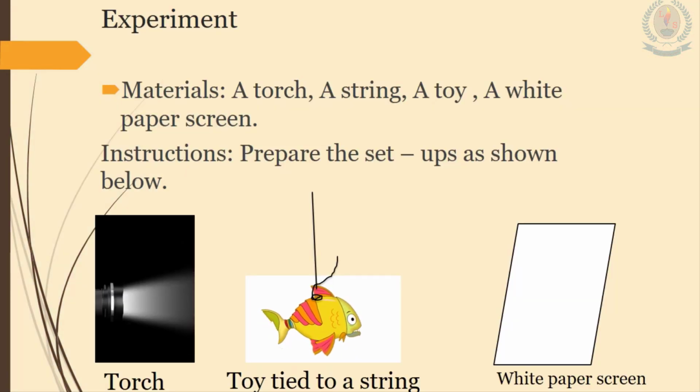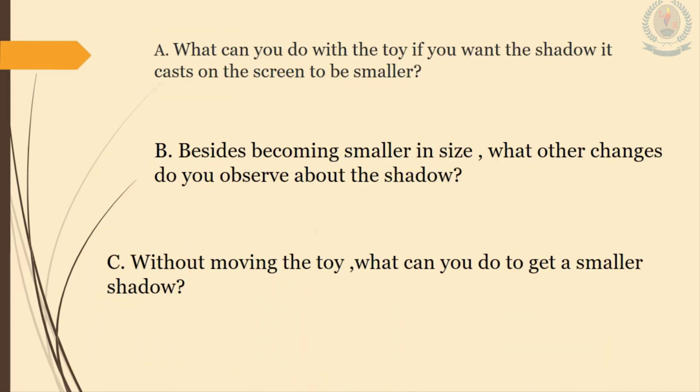Experiment time. Materials: a torch, a string, a toy, a white paper screen. Instructions: prepare the setups as shown below. What can you do with the toy if you want the shadow it casts on the screen to be smaller? Move the toy away from the torch.